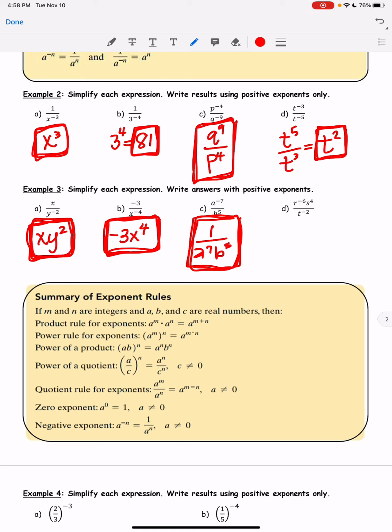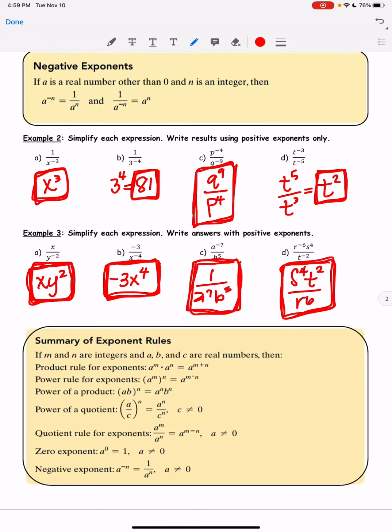Okay, so what am I moving on D? Am I moving R, S, or T? All of them, none of them, one of them, two of them. What are we moving? We're moving R and we're moving T, but S is going to stay because S is positive. So I've got S to the 4th, T squared, all over R to the 6th. And again, those all have different bases, so that's simplified.